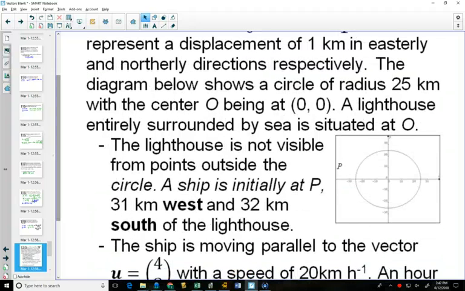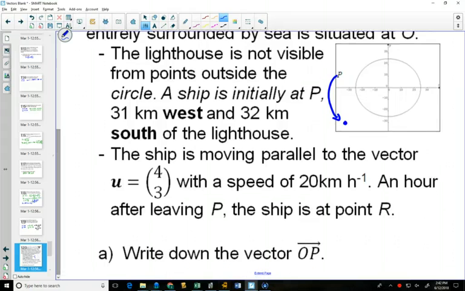Now, if you're far enough away, you don't see the lighthouse. Perhaps it's foggy. And a ship at P is 31 kilometers west and 32 kilometers south. That's close enough for labeling. There's point P. And the ship is moving parallel to the vector 4, 3 with a speed of 20 kilometers per hour.